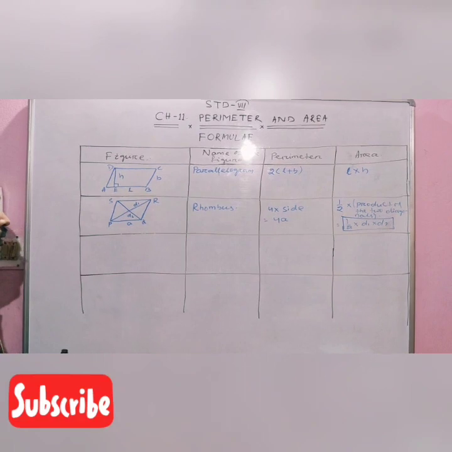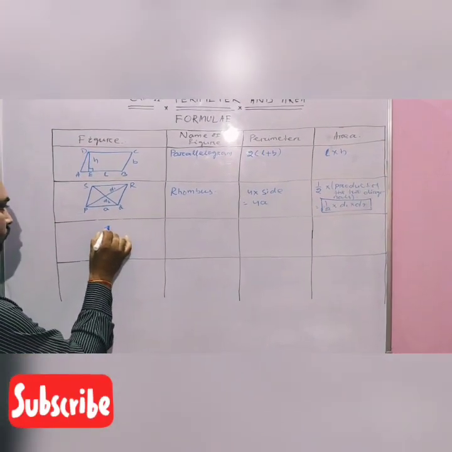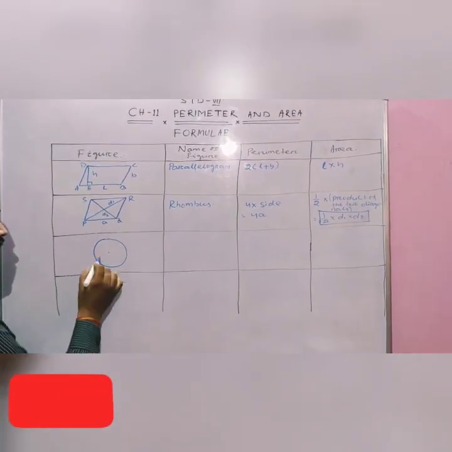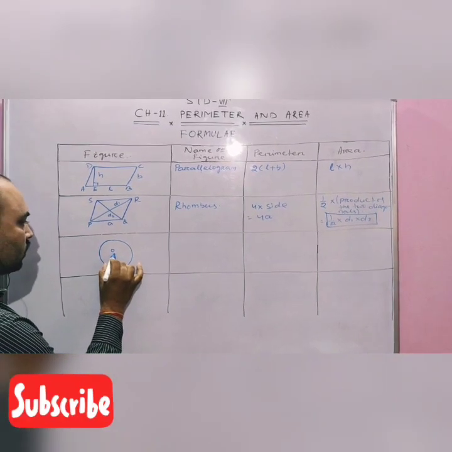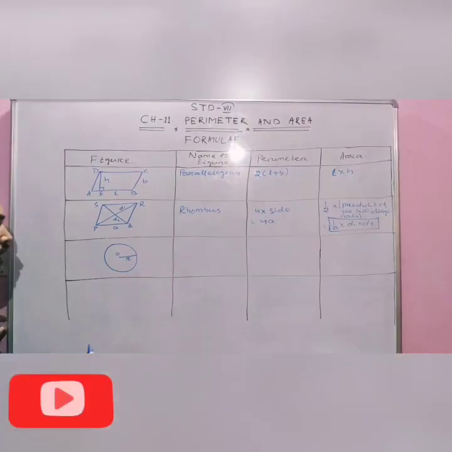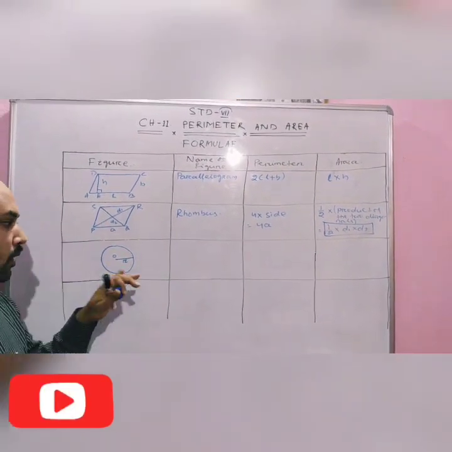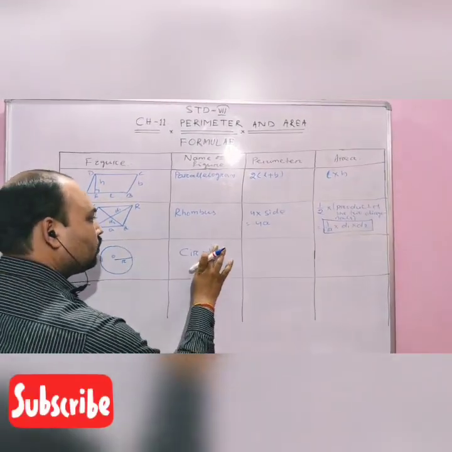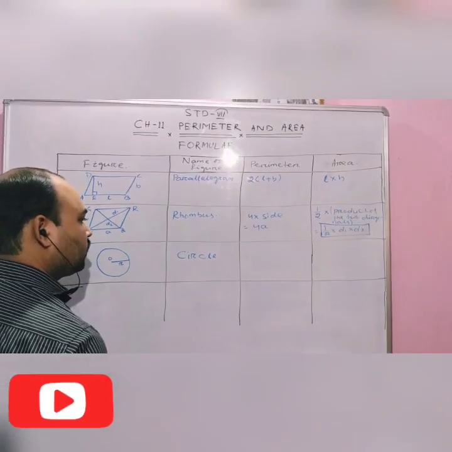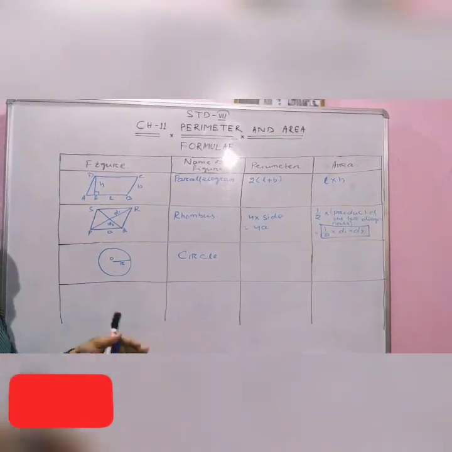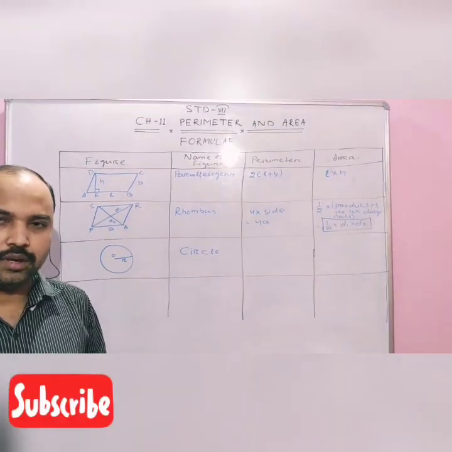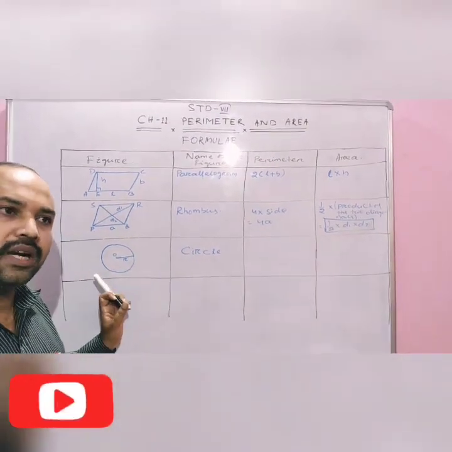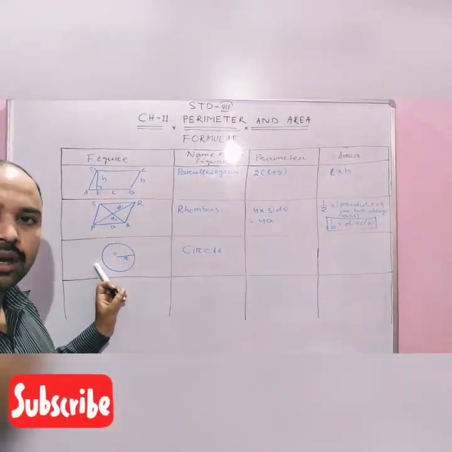Next we will go to the circle. Circle, it has a center. The center is O, and here this is R. R means the radius of the circle. Okay? It is a circle. The perimeter of a circle has a special name: the circumference. Circumference of the circle means the perimeter of the circle.